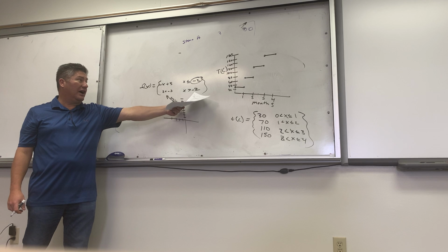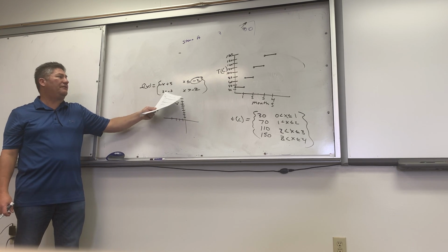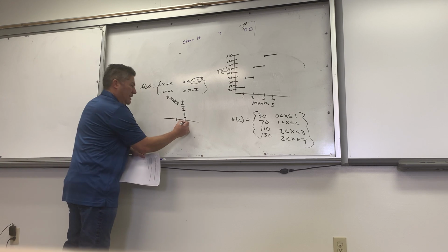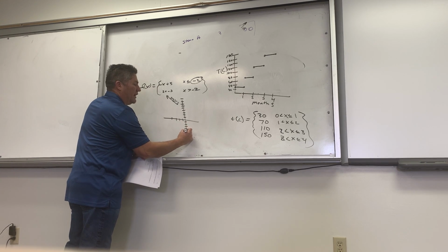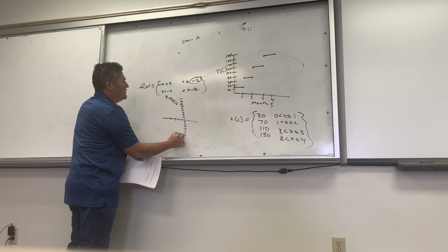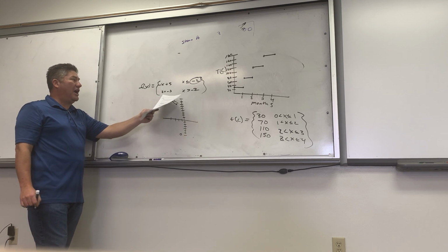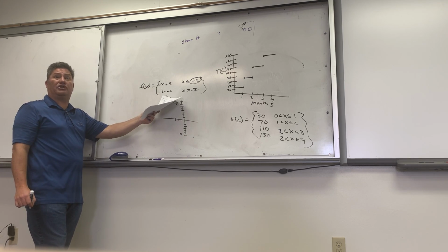-7. Plug in what? -2. -2 times 2 is? -4. -4 minus 3 is? -7. -7. 1, 2, 3, 4, 5, 6, 7. -2, -7. Open circle or closed? Open, because it doesn't actually touch there. And from there I can follow the slope, going up 2 and to the right 1.